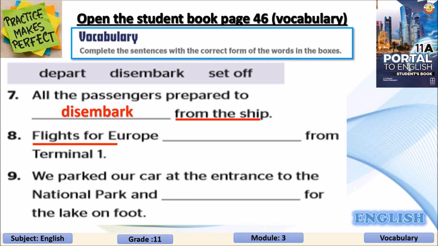Very good. Flights to Europe from Terminal 1. So it's a flight and the answer is depart. Very good. We parked our car at the entrance to the national park and the lake on foot. So here it will be set off, or start the journey for the lake.